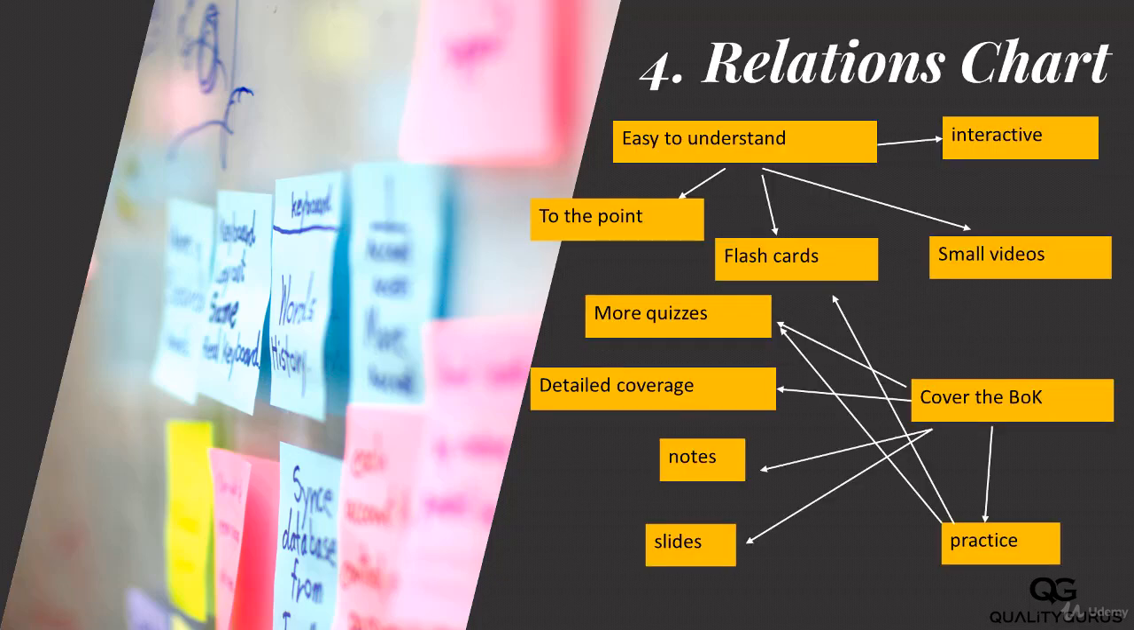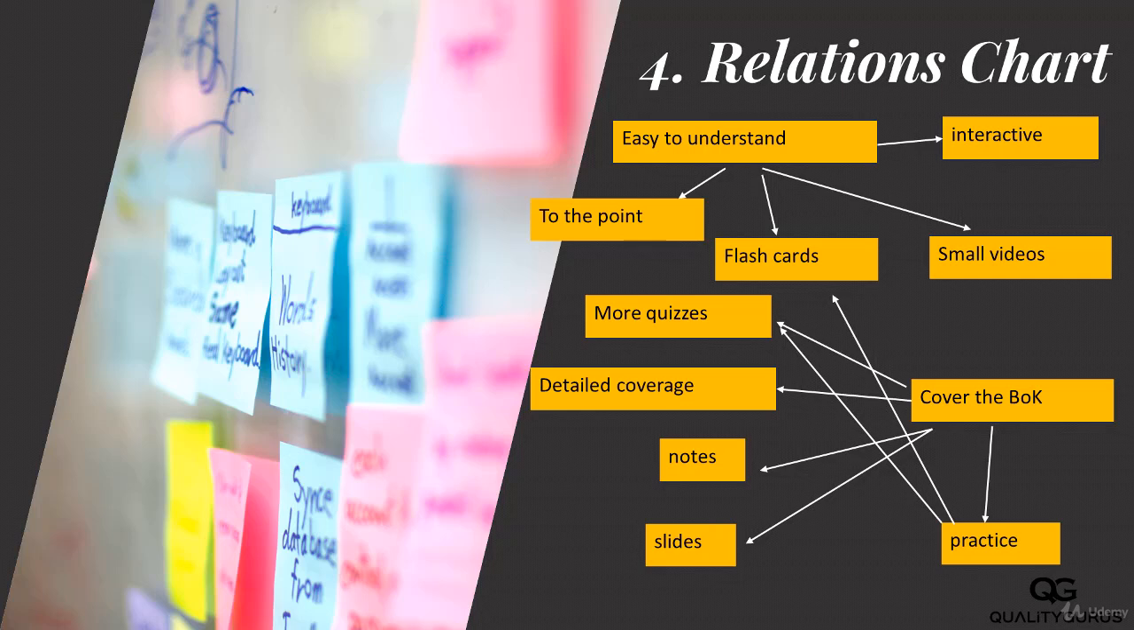So here I have all those ideas which I collected as a part of brainstorming, and then I started connecting these ideas with each other, how these ideas are connected with each other. So let's say, for example, there was one idea that the course should be easy to understand, and when I looked at ideas such as interactive, if the course is easy to understand, that can be done by having an interactive course, that can be done by having a to the point course, that can be done by having some flashcards that will help in understanding, having smaller videos.